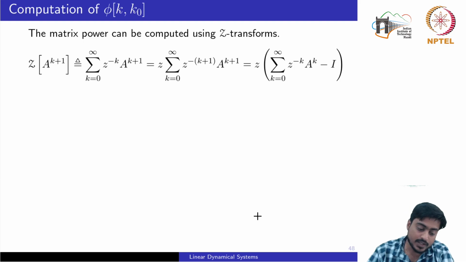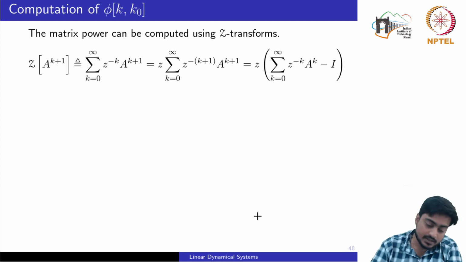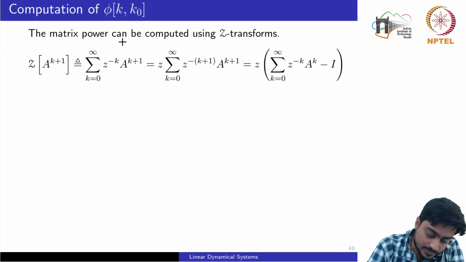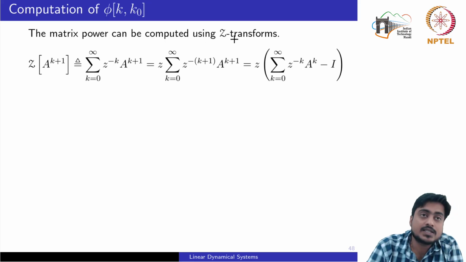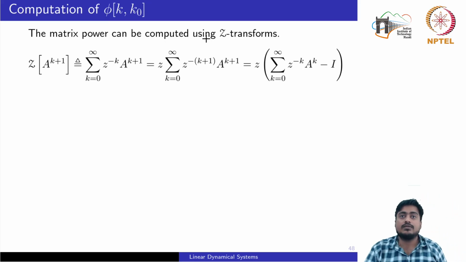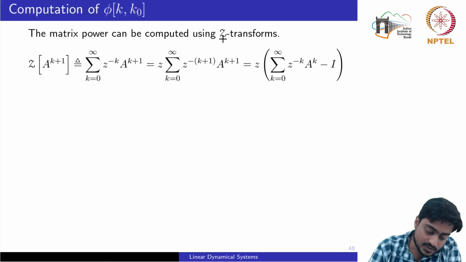Now coming on to the computation of the state transition matrix. Here the matrix power can be computed using Z transforms. For continuous time we use the Laplace transform; for discrete time we would use the Z transform. So we need to compute the Z transform of A to the power k plus 1. I can write this by this expression: z to the power minus k into A to the power k plus 1, where k is from 0 to infinity.